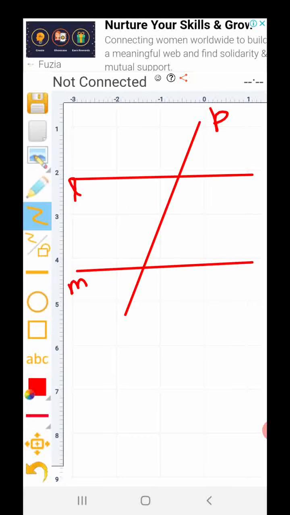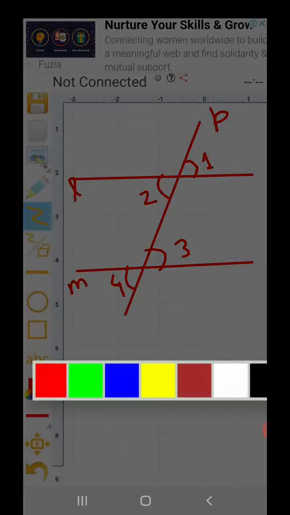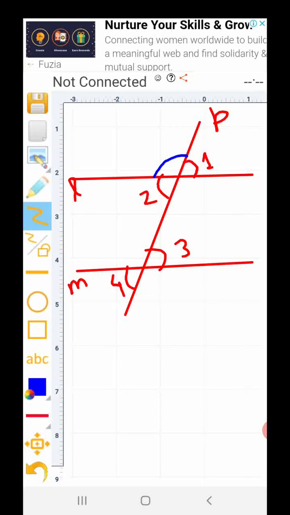Now I want to tell you the relation between these angles. You always remember this. There are 8 angles now, and there are always 4 angles that are equal. So this 1, 2, 3, 4, these 4 angles are always equal. Similarly, on the other side, 5, 6, 7 and 8, these 4 angles are also equal.